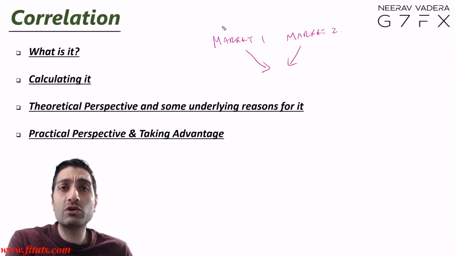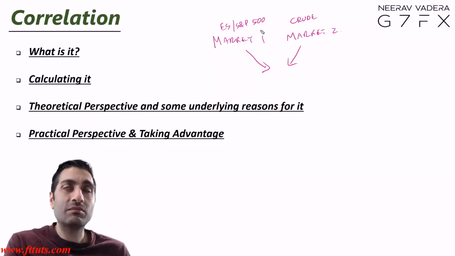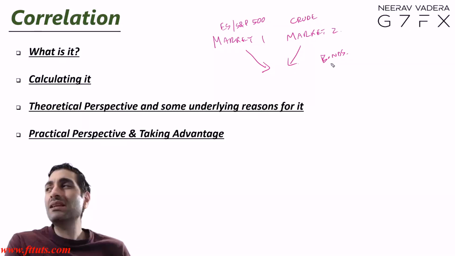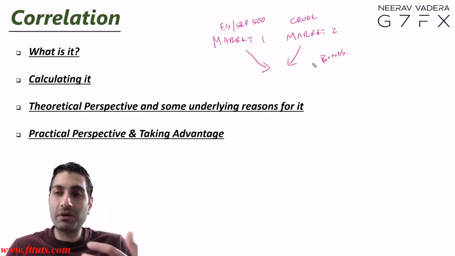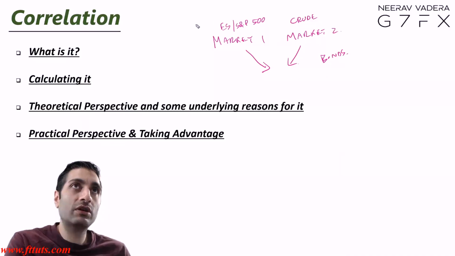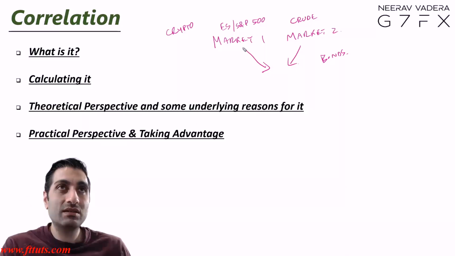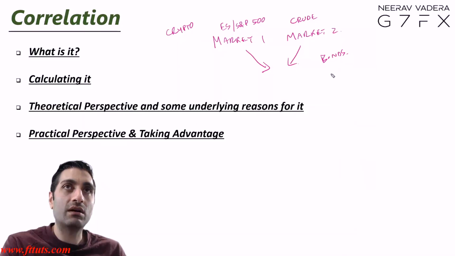So for example, it could be the ES, S&P 500, okay, and crude, right? It could be S&P 500 and bonds. It could be anything really. You can apply the principles I'm going to show you today to any markets that you're trading. You can look at crypto if you want. Crypto can be market 1 and S&P 500 can be market 2. It's unlimited the number of combinations you can look at.